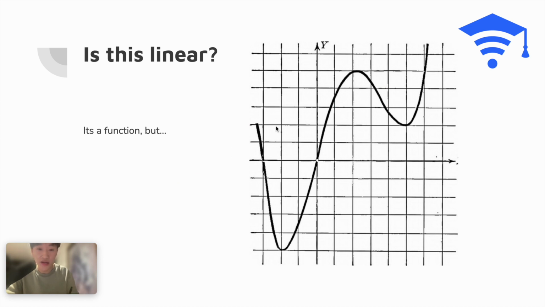Is this linear? Well, of course, this time it is a function. As you can see, there are no overlapping parts, right? It passes the vertical line test, but it is obvious that it's curvy, and because it's curvy, it's non-linear. That is good enough intuition right now to understand and distinguish between linear and non-linear equations.